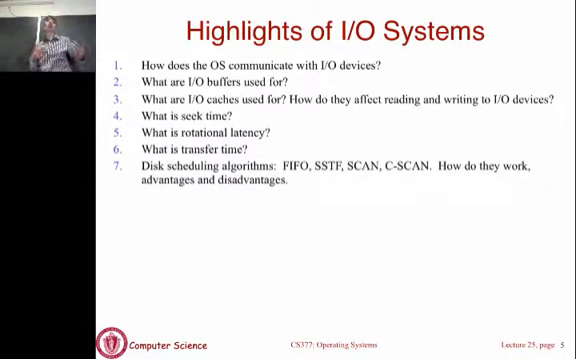Using polling was sort of the basic approach, but it's not super efficient because it involves a lot of busy waiting, right? So instead, we're going to use an interrupt-driven approach, which is what essentially all of our systems use. And then we talked about efficiency in I/O systems.